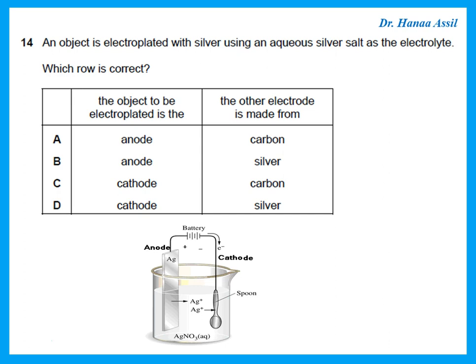You should know that silver ions are positive. I want the silver ions to go to the spoon, so the spoon must be negative. So the spoon is cathode. So my answer is C or D. Now, if I'm trying to cover it with silver, then the other electrode is made of silver. If he says he wants to cover it with chromium, then it will be chromium, and so on.